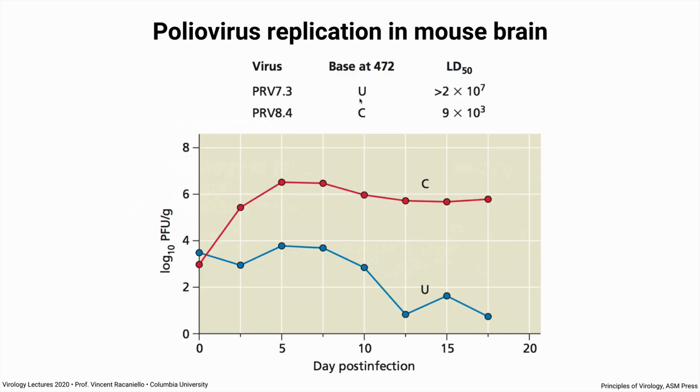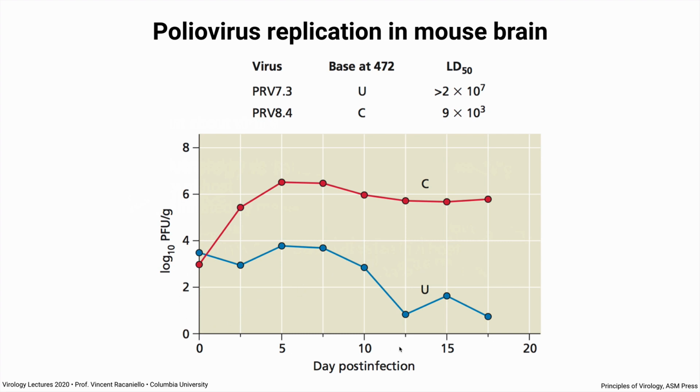So now we have a pair of otherwise identical viruses, with one with a U and one with a C at that position. The virus with a C is lethal. 9,000 PFU will kill half of the mice after intracerebral inoculation. The virus with a U is completely attenuated, avirulent when inoculated intracerebrally. So you can't reach an endpoint, no matter how much virus you put, and you're limited because of the titer of the virus. But even at 2 times 10 to the 7th PFU inoculated intracerebrally, no mice die. So that phenotype is paralleled by replication.